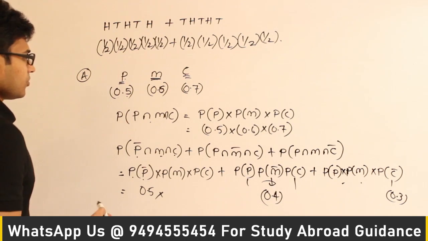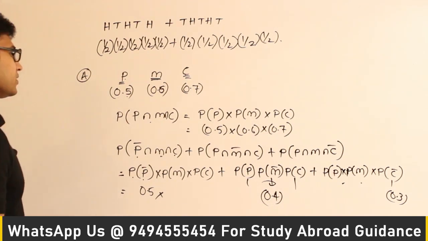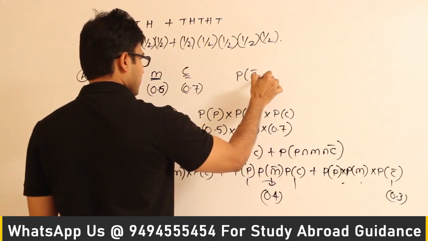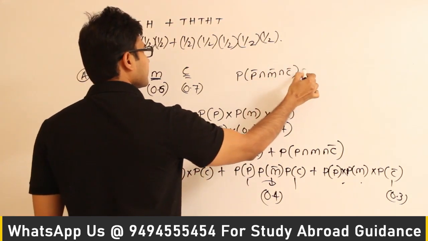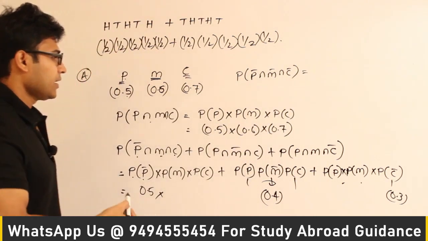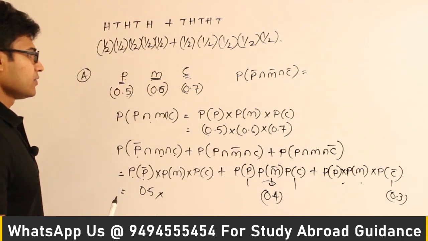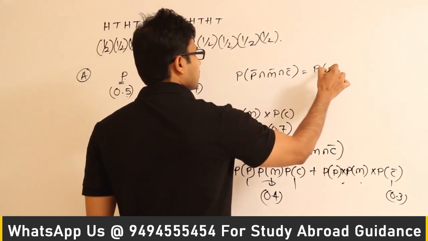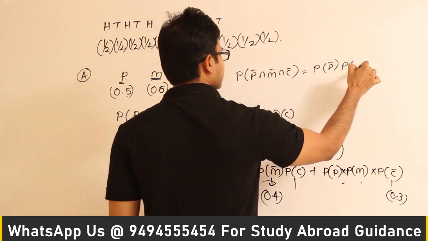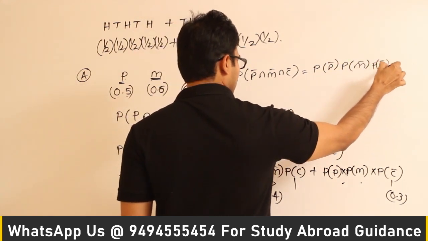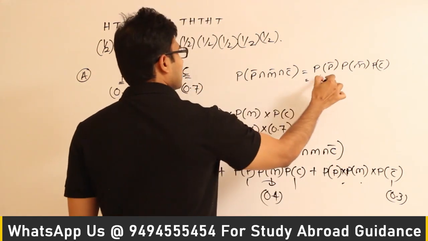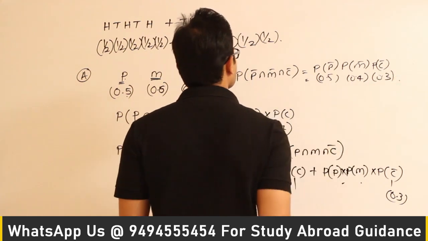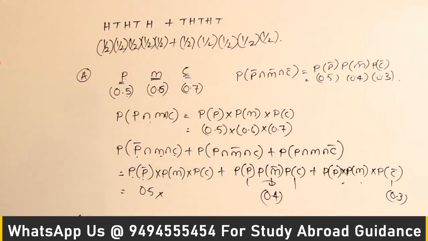Now what is the probability that he fails in all the three courses? Then we have to write this. The probability that he fails in three courses is going to be this one, right? And again, if P, M and C are independent events, then P complement, M complement and C complement are also going to be independent. So it is going to be like this, P of P complement into P of M complement into P of C complement. Now what about each one? It is 0.5 into 0.4 into 0.3. Got it? So this is how you can answer this question.